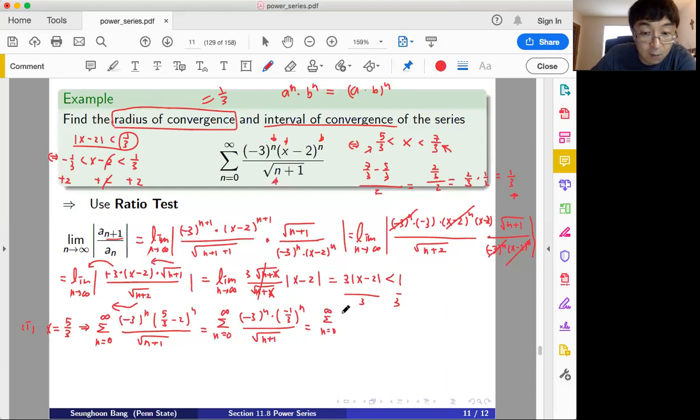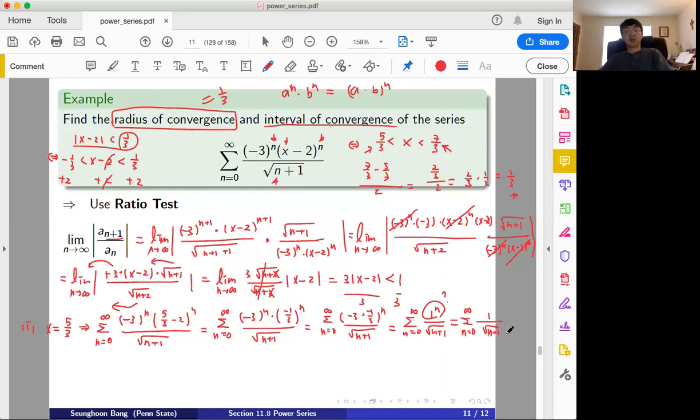The top one is combined: negative 3 times minus 1/3 to the power n over the square root of n plus 1. So what's that? The summation n equal to 0 to infinity, the negative 3 is crossed out, only 1 to the power n over the square root of n plus 1. What is 1 to the power n? Yes, this is 1. So we have 1 over the square root of n plus 1.